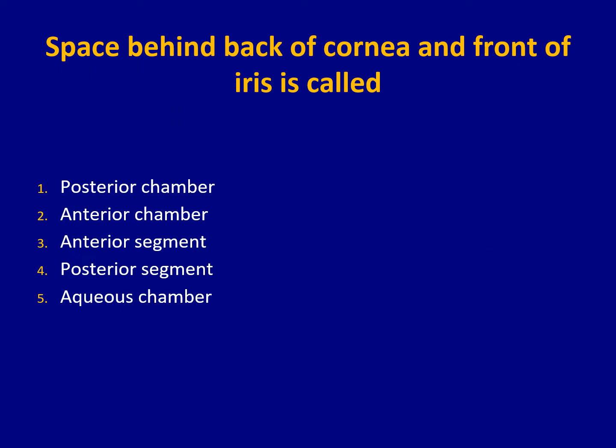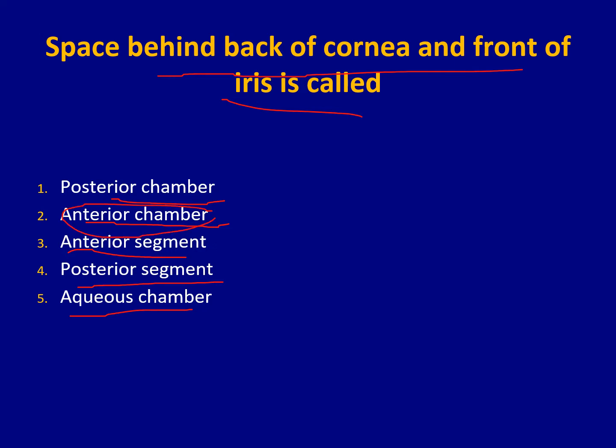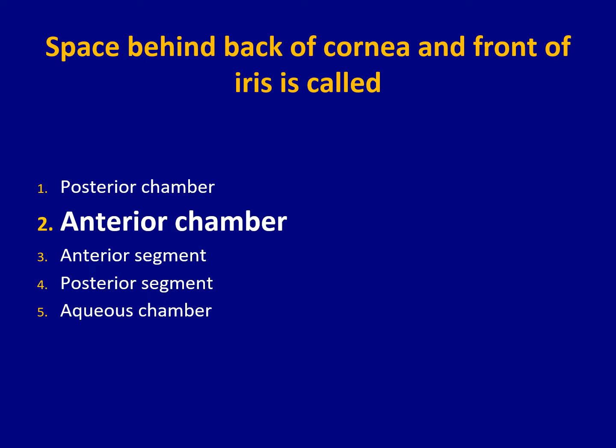First MCQ. Space behind the cornea and in front of the iris is called posterior chamber. No, this is the space behind the iris. Anterior chamber, that is probable answer. Anterior segment, that is collectively posterior and anterior chamber is called anterior segment. Posterior segment is vitreous and retina, and aqueous is a part of posterior segment. So the answer would be anterior chamber. And anterior chamber is the correct answer.